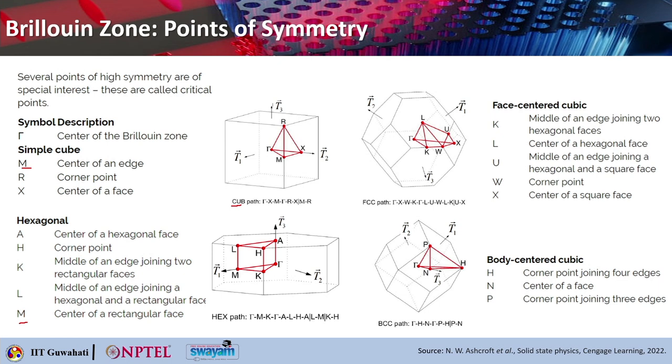Here you can mark capital T1, capital T2 and capital T3. These are the three primitive lattice vectors, and if you want to cover the BCC, the path will be gamma to H to N to gamma, then to P, then you can come back to H, then N and then again gamma, but we do not repeat it. So, this is the path for BCC.